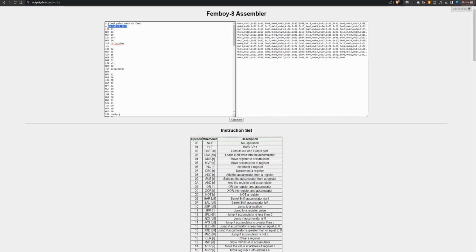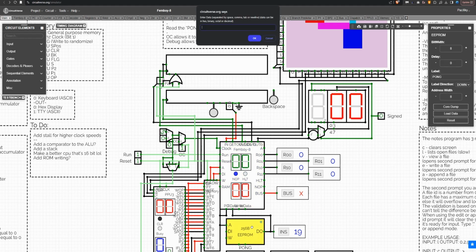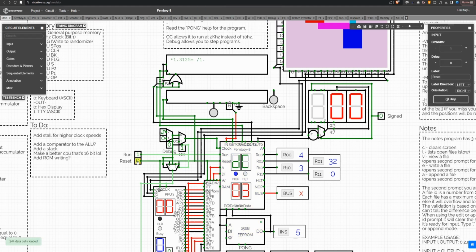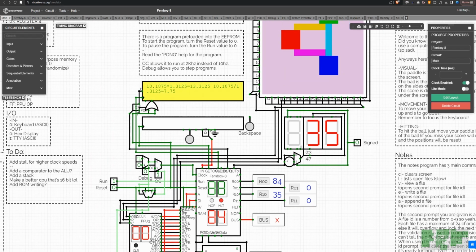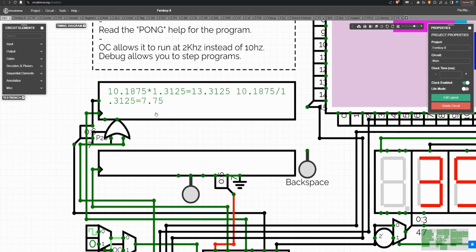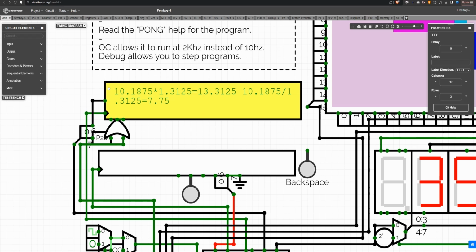It's 10.1875 and 1.3125. So yeah, let's try it out. It has, oh, that's not right. Okay, there we go. So yeah, it just outputs everything like that. As you can see, it prints out each number that it's doing the operation on. Prints out the operation, prints out the equal sign, and then the results of the operation.